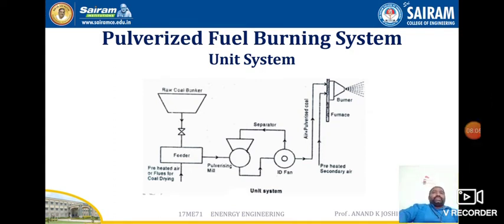In this unit system, each burner and pulverizer constitute a unit, and it consists of a raw coal bunker, a feeder and pulverizing mill, a separator and burner. In operation, the raw coal is supplied to the bunker, where it is crushed to the required size. This crushed coal is then fed into the pulverizing mill through the feeder at the required rate, depending upon the combustion requirement. Hot gases pass through the feeder to dry the coal.